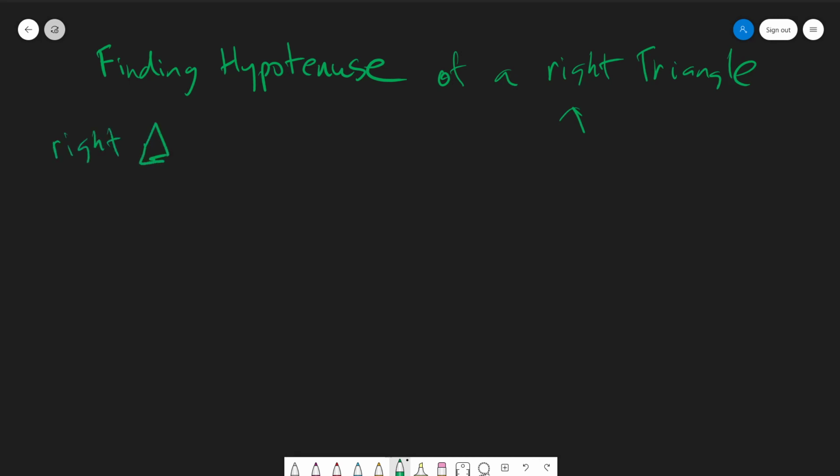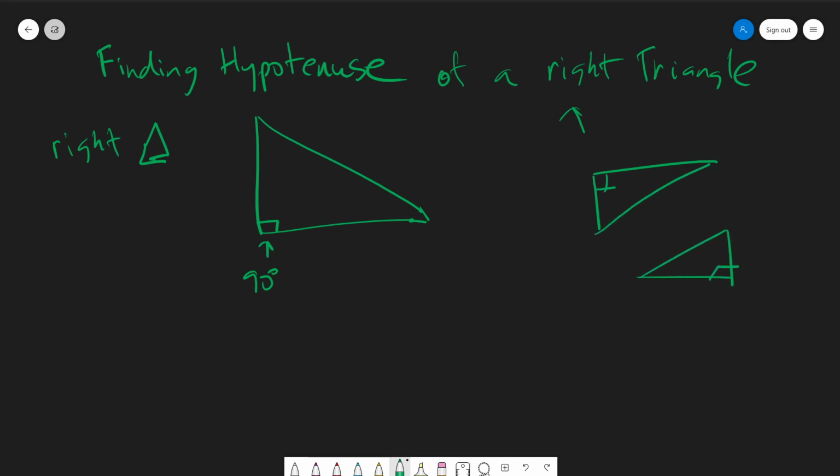It is a triangle that has a 90-degree angle. So if it has a 90-degree angle, it is a right triangle. It could be flipped upside down like this. It could be like that. You even see it like this, but overall when you see the mathematical text, if you see that little box, it means 90 degrees and makes a right triangle.